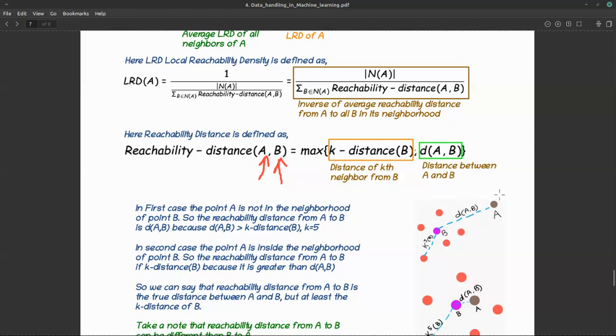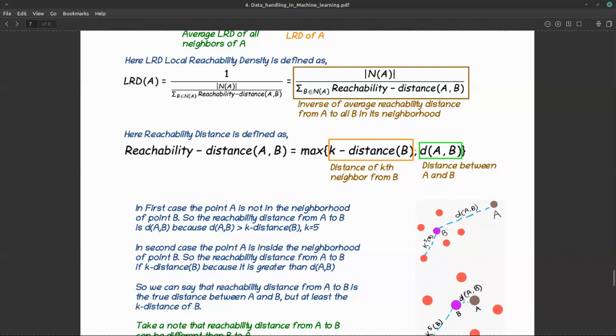Like this, if let's say b is in the neighborhood, then it would be something like this. So reachability distance from a to b and b to a are different. Since we are going from a to b, I need to find out the k distance of b. So this is the k distance of b, and the distance of a and b, and I take the maximum of these two. Here the distance of ab is greater than k5 of b. So reachability distance of a and b is nothing but the distance of a and b in this case.